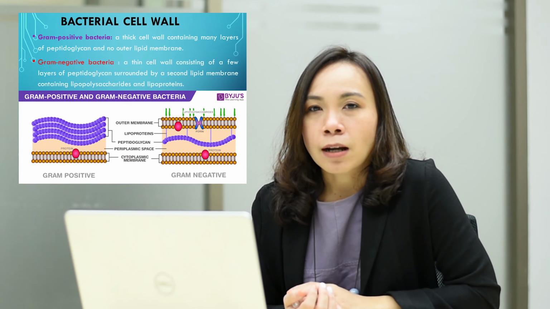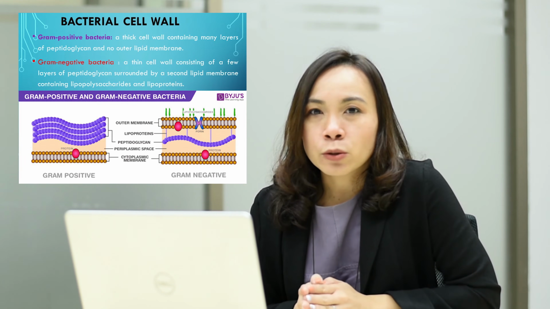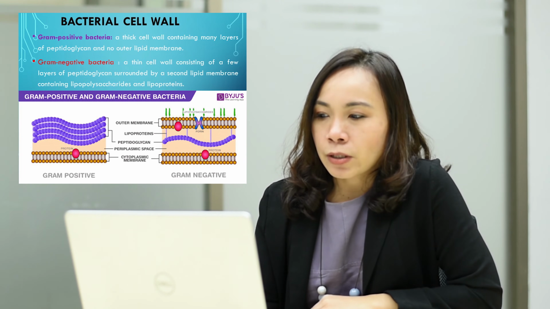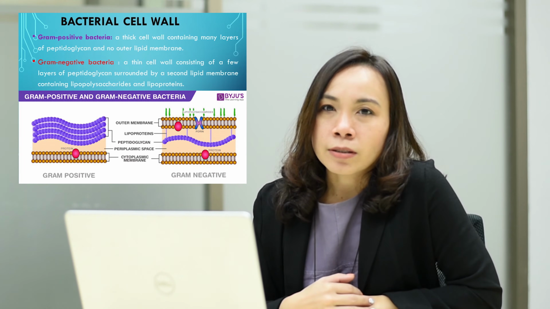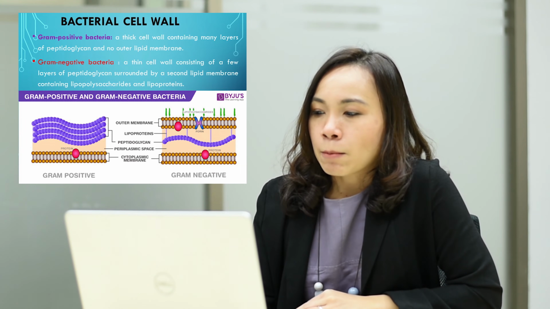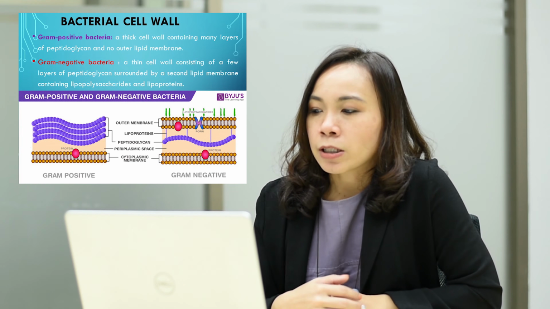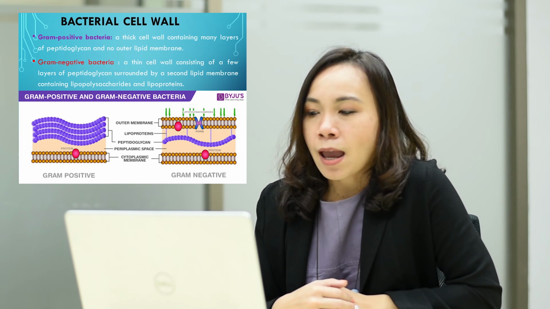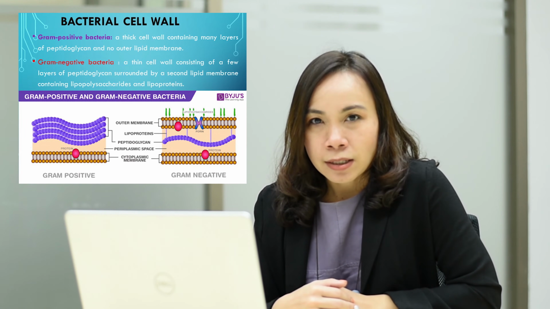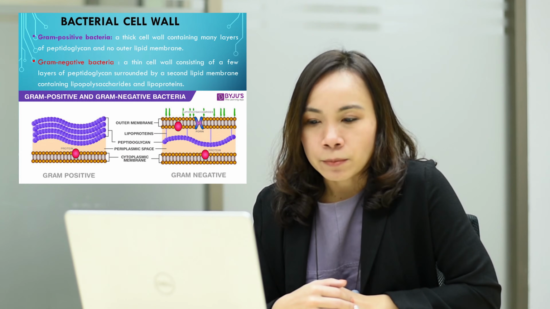Before we start the experiment, I would like to give you some brief information about bacterial cells and their cell wall. As you know, there are two different groups of bacteria. Group 1 is gram-positive bacteria and group 2 is gram-negative bacteria. They are different in their cell wall. The cell walls of gram-positive and gram-negative bacteria are different and we can use the gram stain technique to identify them.